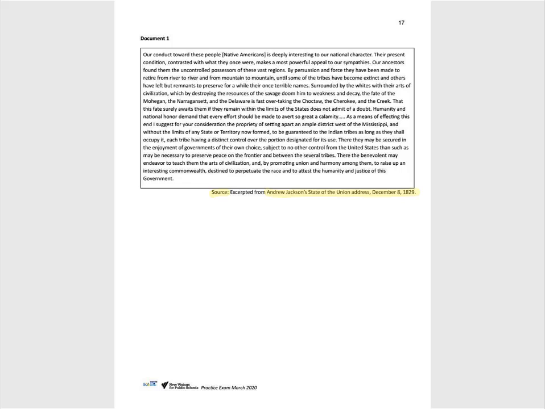Now I can actually analyze each document, read through them, take any notes that are necessary. To start with, document 1, Andrew Jackson's State of the Union Address. Our conduct towards these people, which he means Native Americans, notice he's referring to them as these people.